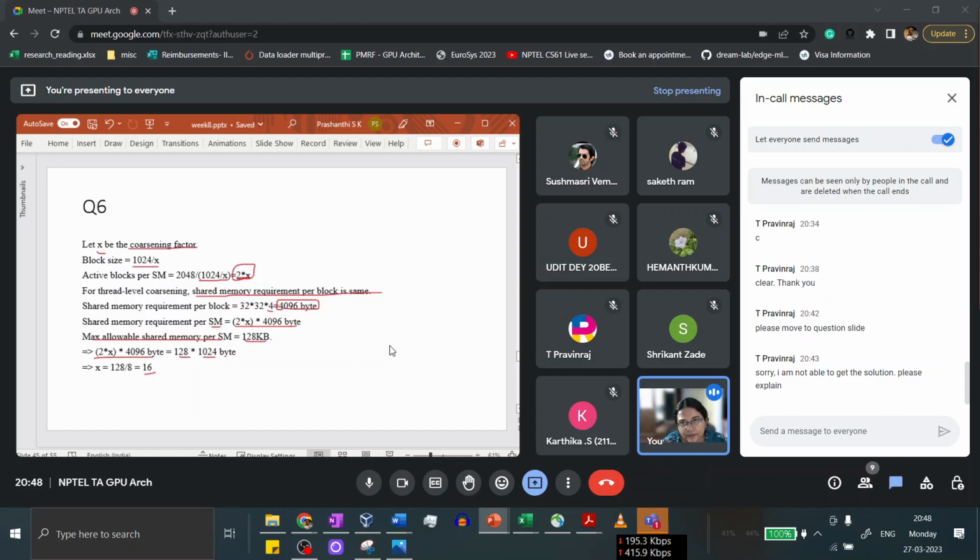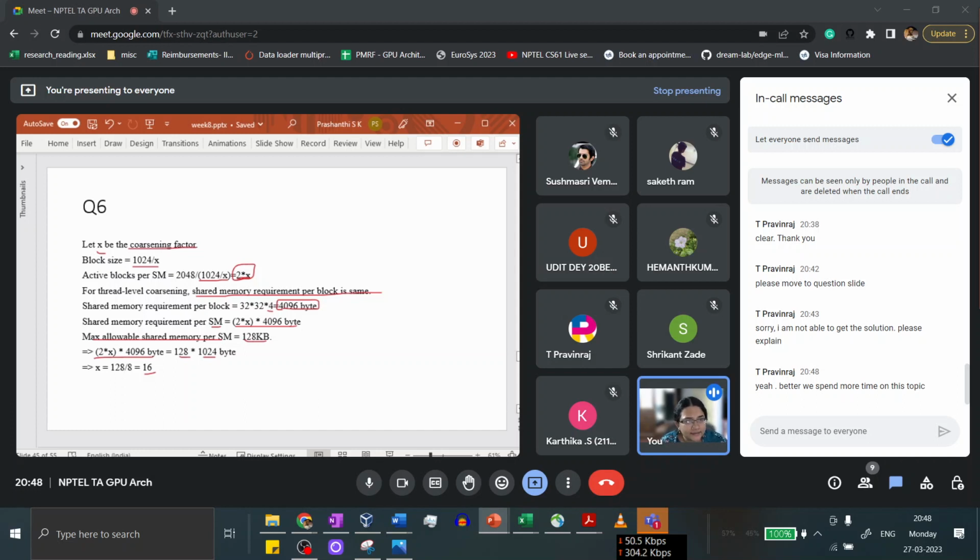Is thread level coarsening clear to everyone? Feel free to say no if you're confused. There's nothing wrong with that. Okay, that's good. So we can do that.